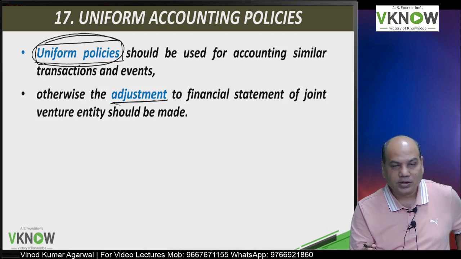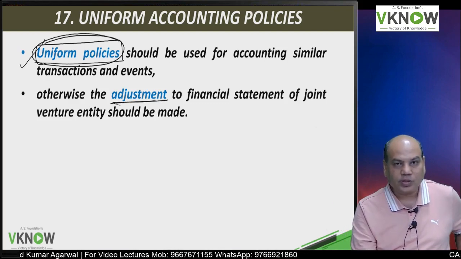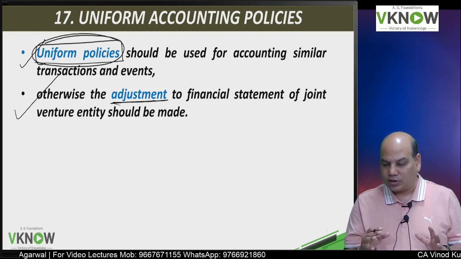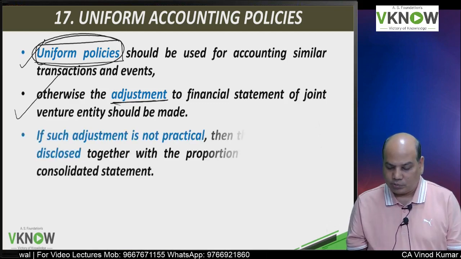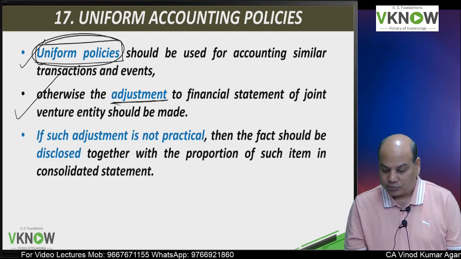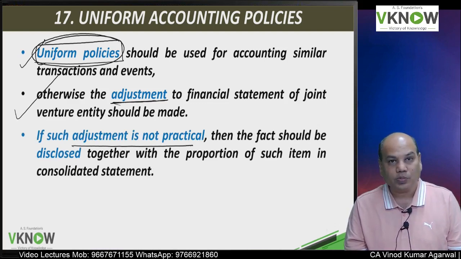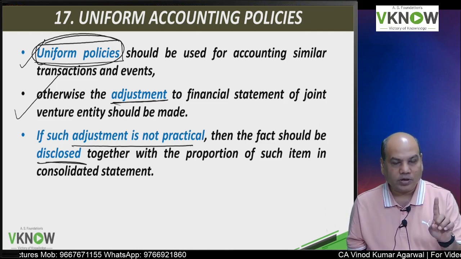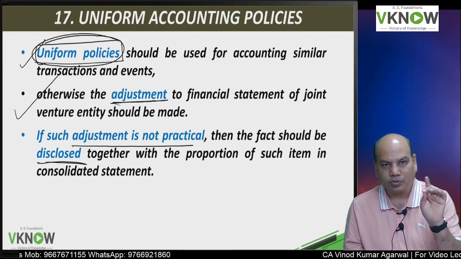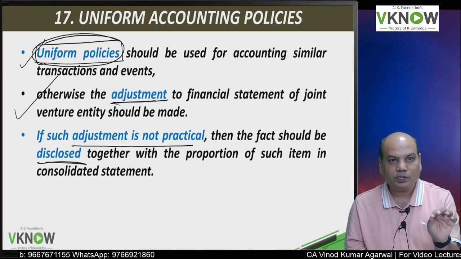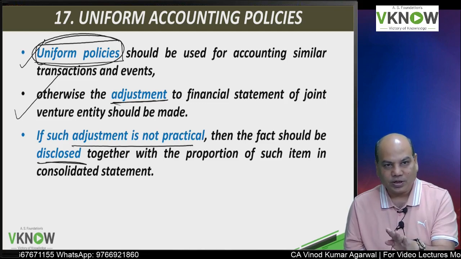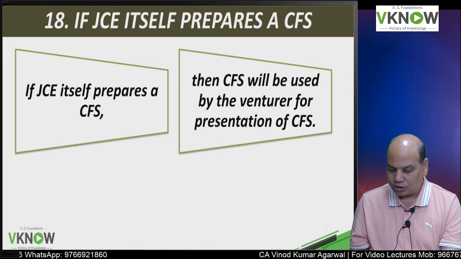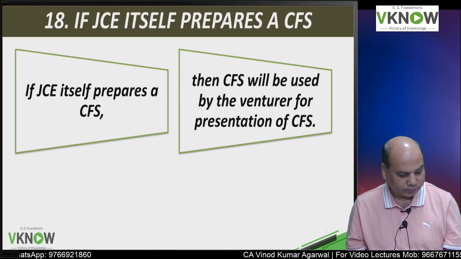Then the standard says if you can't follow the same policy, make adjustments for those items where different accounting policies were followed. If adjustment is also not possible, then give disclosure. So point number 1, ideally follow the same policy. If that is not possible, make adjustment. If that is also not possible, give disclosure in the financial statement.